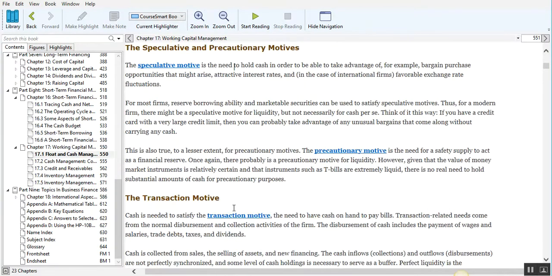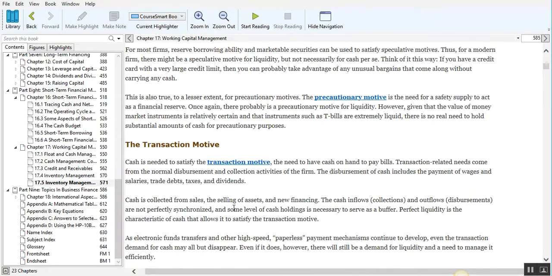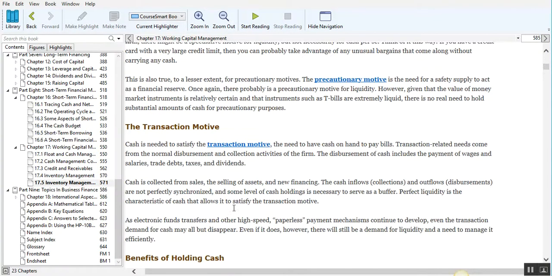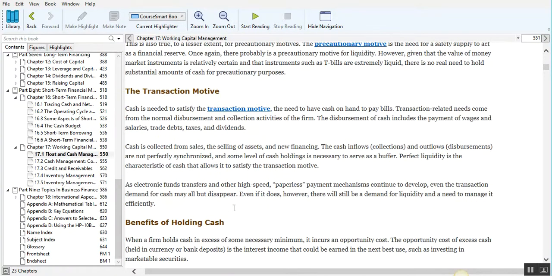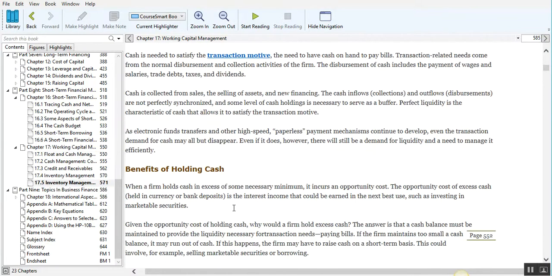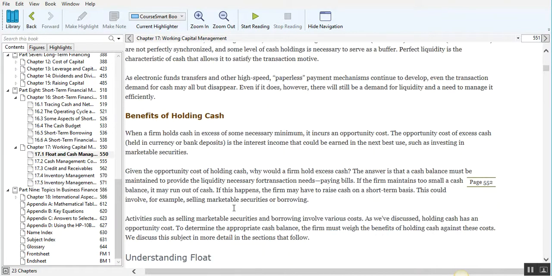The precautionary motive is the idea that you need a cushion for some kind of emergency or a need that might arise, and so you want to hold on to some cash. And then the transaction motive, which is really to pay your bills. You need to have cash available to pay for bills or pay for those things that you owe.